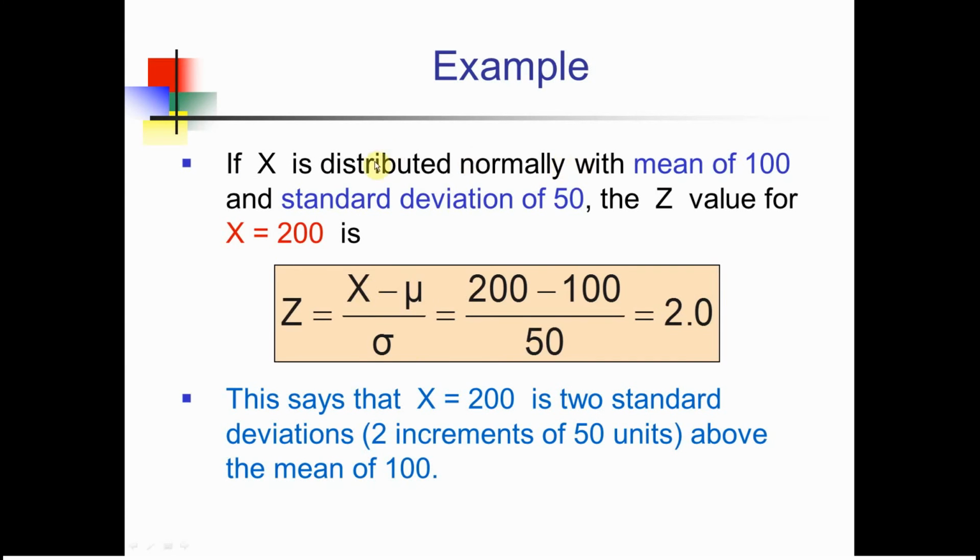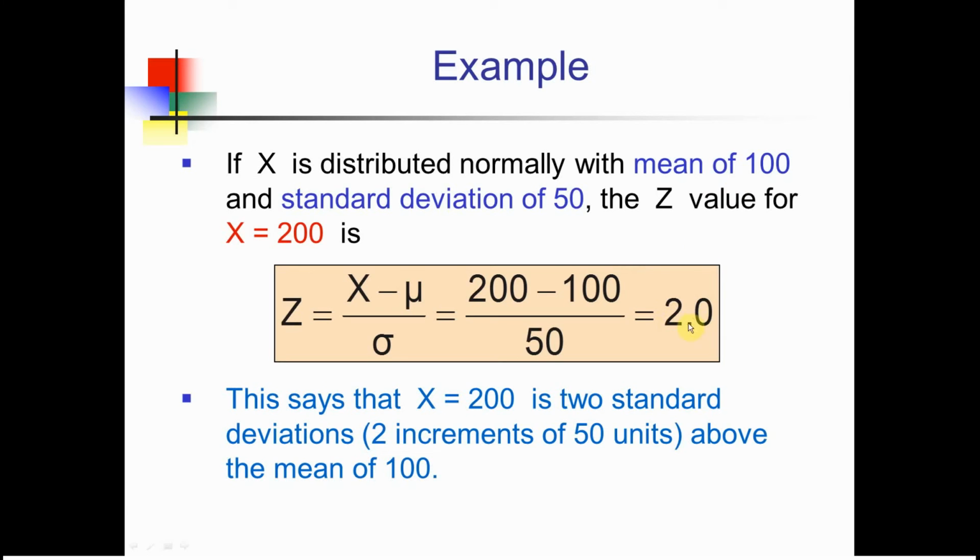For example, if I have x is a normal random variable with a mean of 100 and a standard deviation of 50, then the z value for say something like x equals 200. Now 200 would be a potential value of x with mean 100 and standard deviation 50. If we take 200 and subtract off the mean 100 divided by 50, we get the value 2. In other words, this is 2 standard deviations above 100. That's what the z-score means.